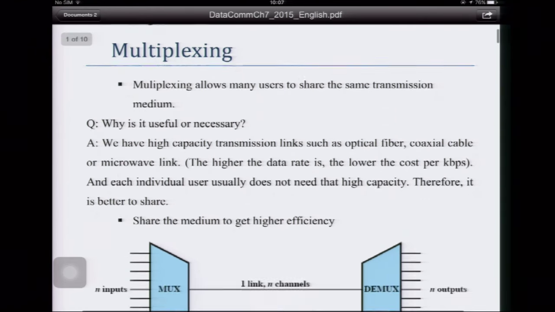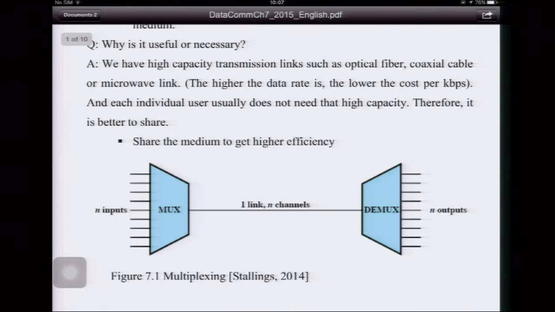So if you have a transmission medium with a very high data rate, the higher the data rate that the transmission medium can transmit, the lower the cost per kilobit per second. Therefore, the optical fiber is usually the cheapest per kilobit per second, because it has almost unlimited bandwidth. It can transmit a lot of users at the same time. So it is better to share, to save the cost of the transmission of the communication system.